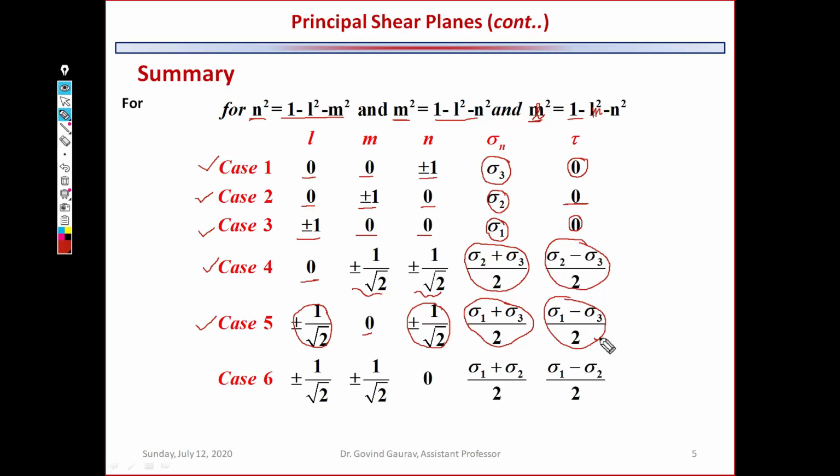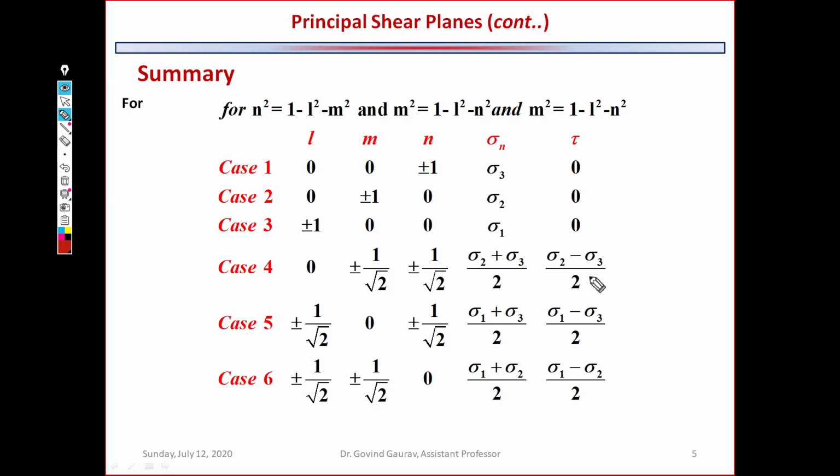And the sixth case would be when L is equal to plus minus 1 by root 2, m is equal to plus minus 1 by root 2 and n is equal to 0. In such a case, the normal stress acting on the plane is sigma 1 plus sigma 2 by 2, and the maximum shearing stress acting on that particular plane will be sigma 1 minus sigma 2 by 2.